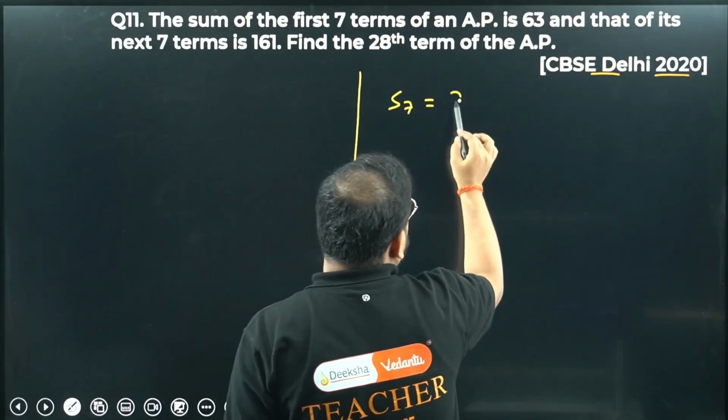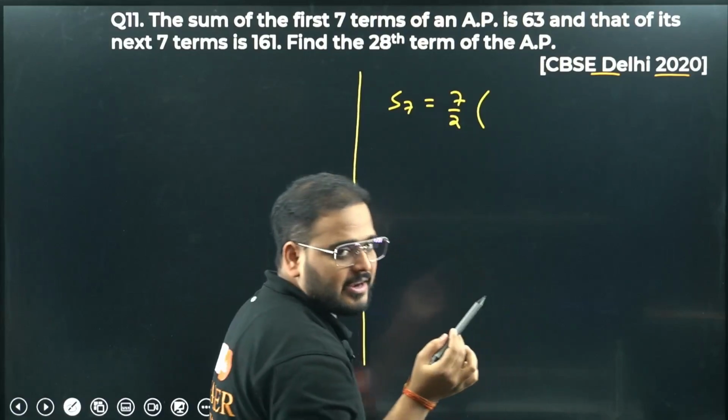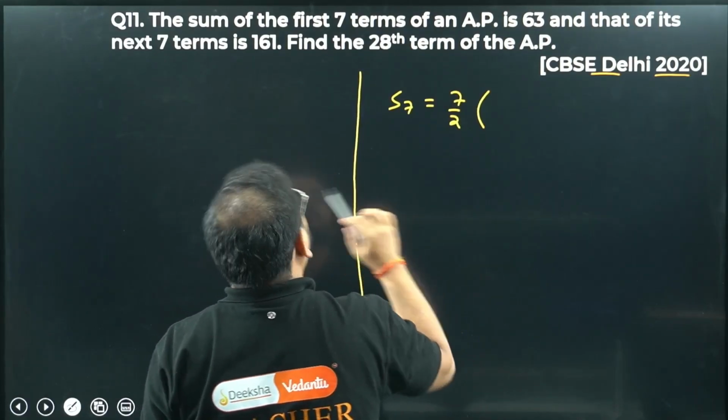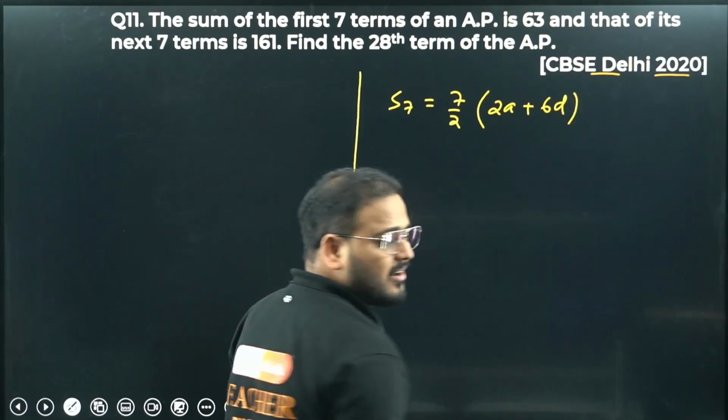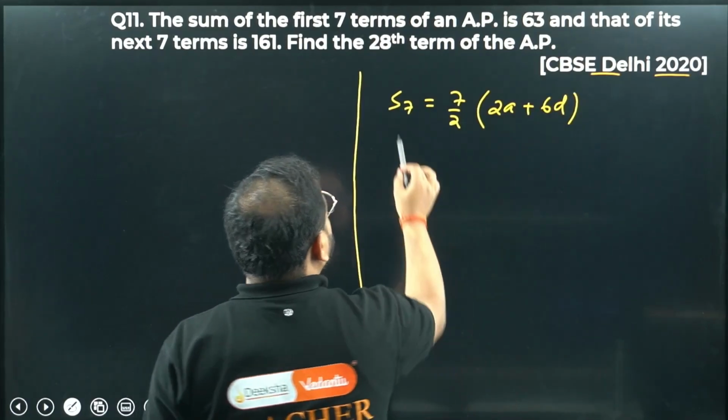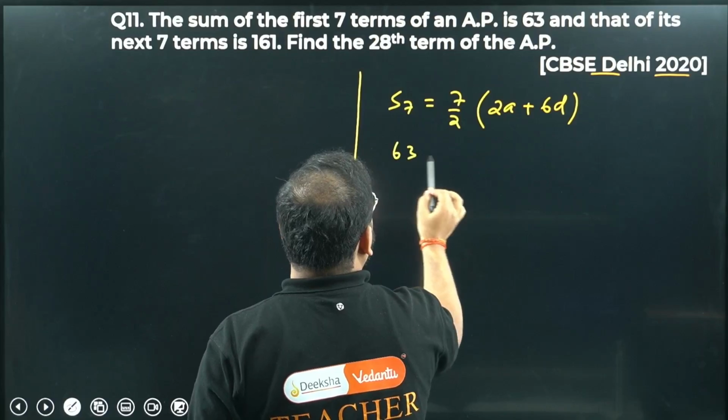Formula: 7 by 2, right? 2 times of A, right? So 2 times of what? Is A given? Not given, sir. So 2A plus what? 6D. Correct, now 7 minus 1, so 6D. How much is this given as? 63, right? Right, 63 equals 7 by 2.